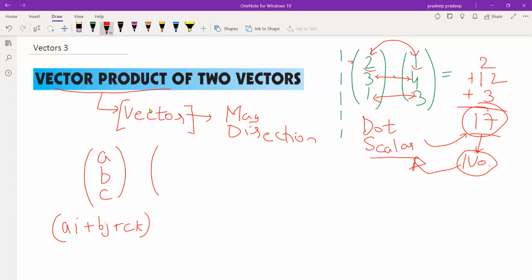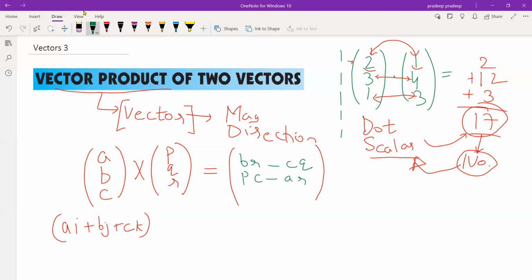On the other hand, we have this vector (P, Q, R). Now, if we need to multiply these two vectors using a cross, let me write down the expression and then I'll tell you how to remember this. For the x component of the result, I will write BR minus CQ. For the y component, we write PC minus AR. And for the z component, we have AQ minus BP. Now, Samuel, by any chance, do you know the method of how to remember this?